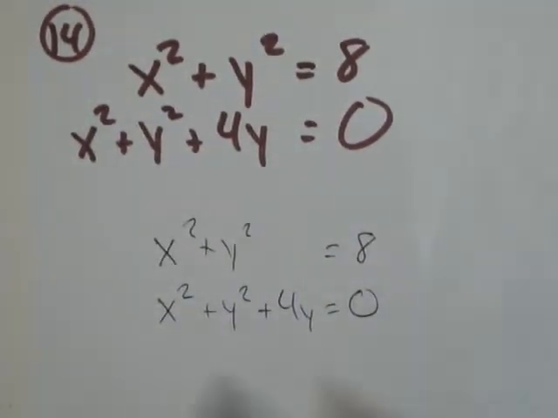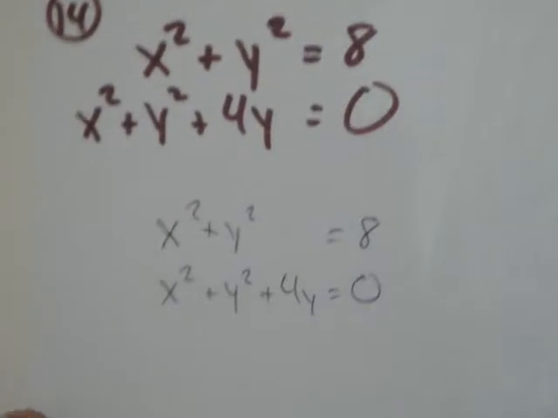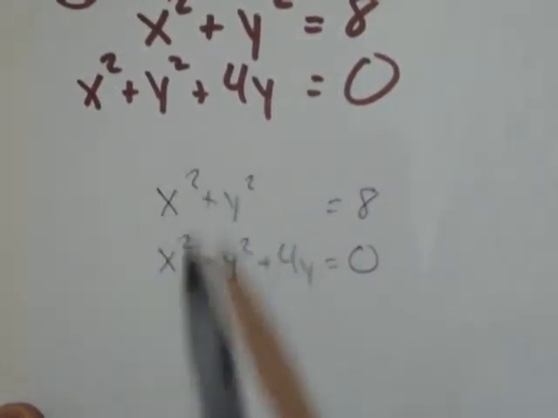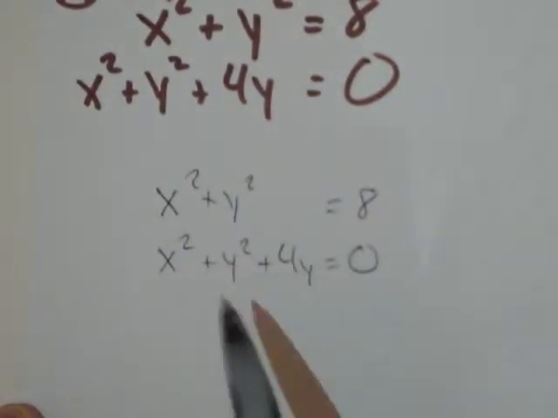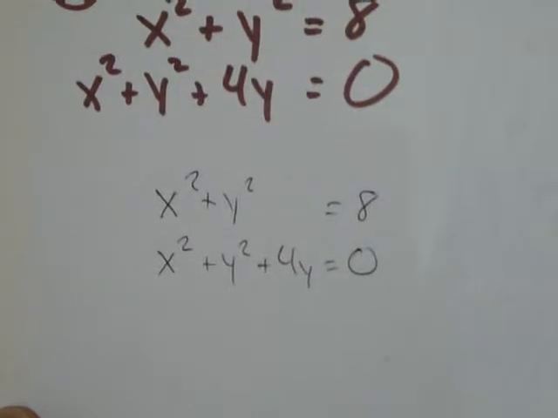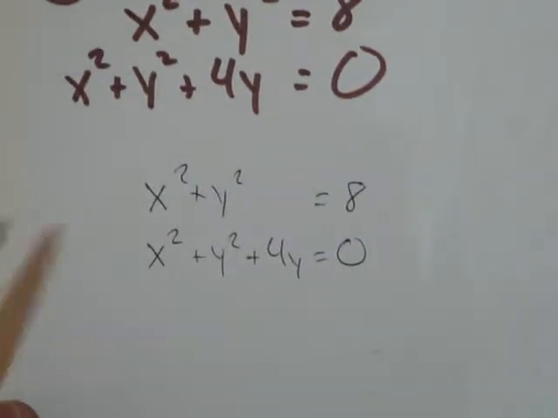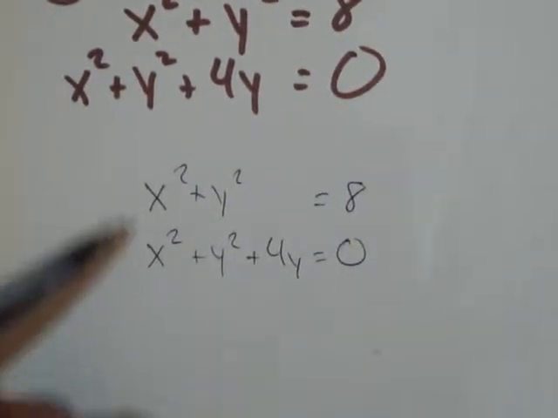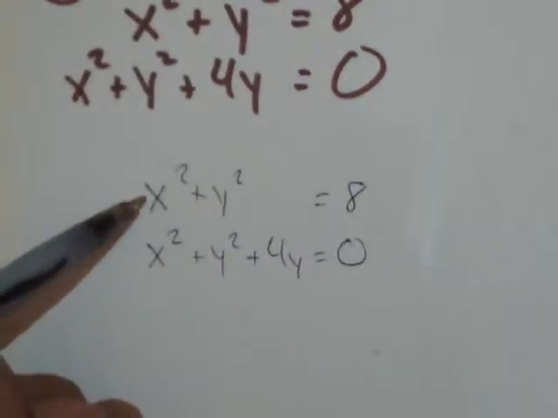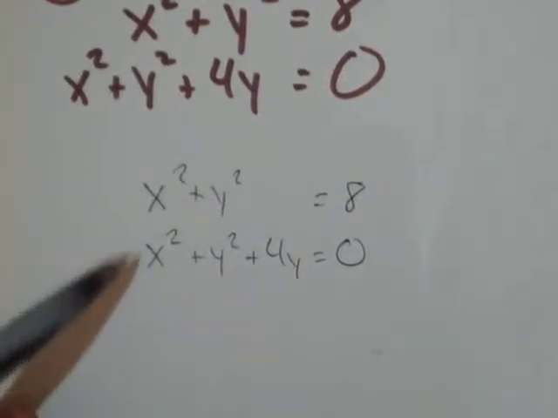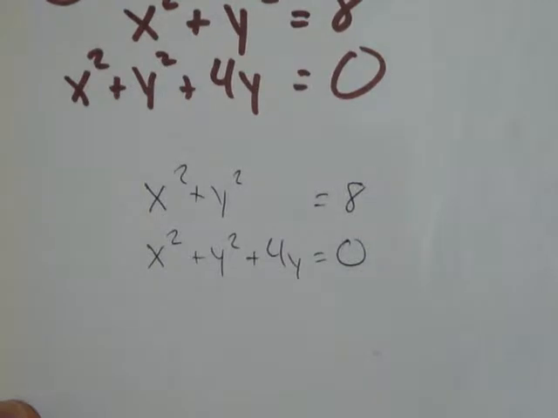So it looks like we could do the elimination thing. We could add them together, and x squared would cancel out, y squared would cancel out, and we're left with just the 4y, and everything would be great. Unfortunately, we don't have the signs the right way. If this was a minus x squared, then it would work. But if I add it up now, I'm going to have 2x squareds. So woe is me, I guess we can't do it.